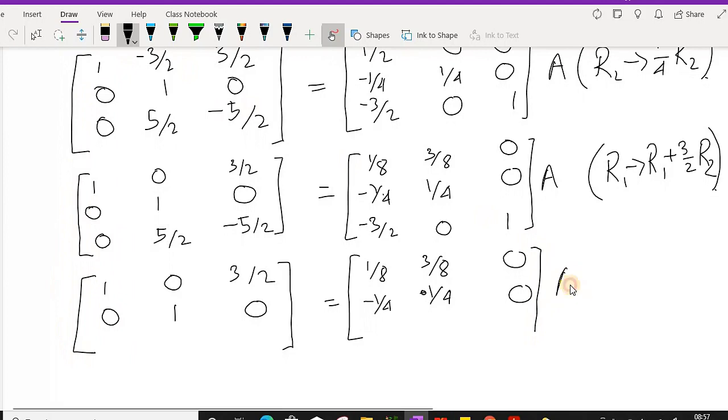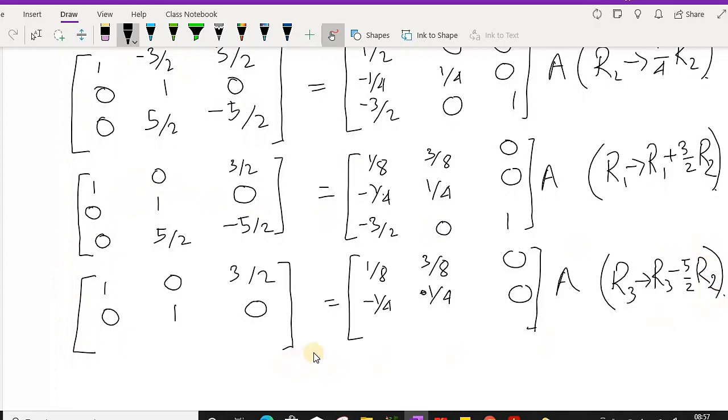So this is A. R3 should be changed to make this one 0. That means R3 changes to R3. Here what is there? 5 by 2. So you write minus 5 by 2, and R2, we are using R2, so this will be R2. That's it. I apply this.